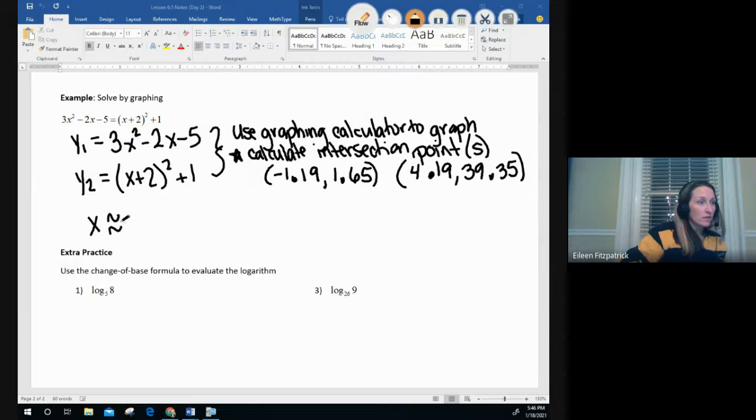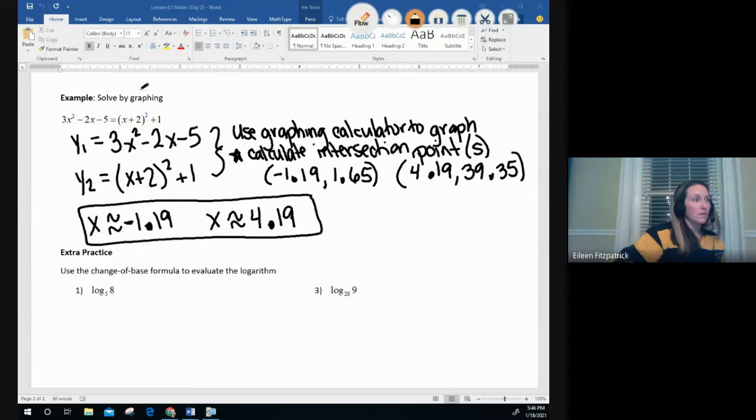Now, why do you think the answer is just the x values and not the y values? Why don't I want the coordinates, and why do I just want the x values? Look at the original problem. Are there any y values in the original problem? No. Okay, there's only x values.